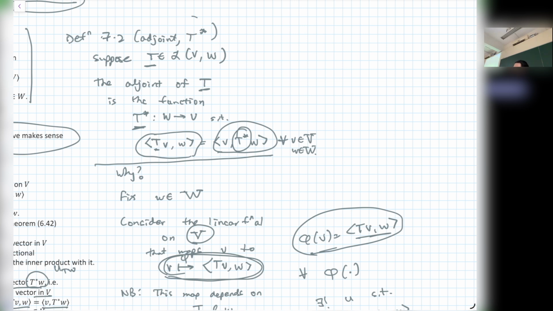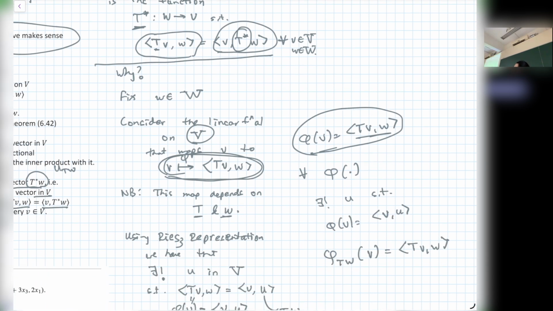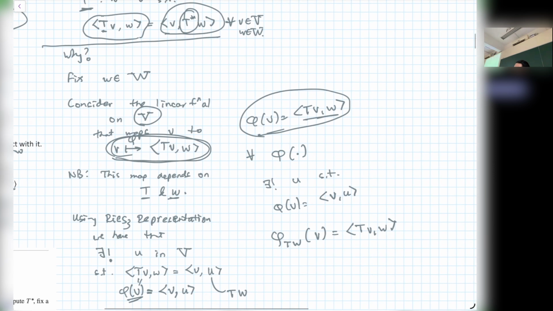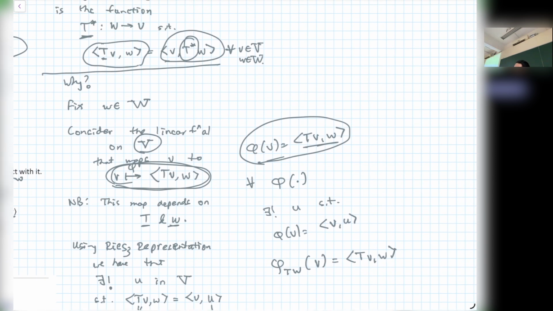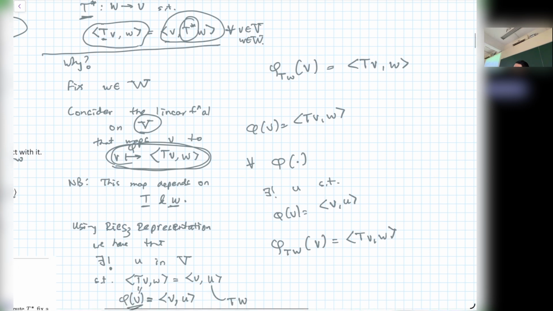So now we're trying to justify why this definition makes sense. The way we are doing it is we are saying that it is a linear functional. There's some linear functional which is taking a vector V and giving you TV comma W. So we can treat it like this, and this linear functional depends on T and it depends on the vector W. Correct?